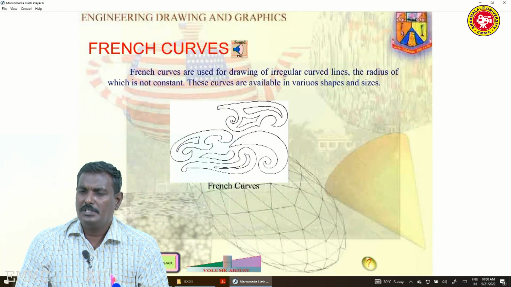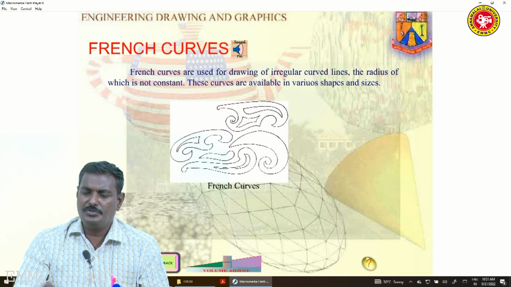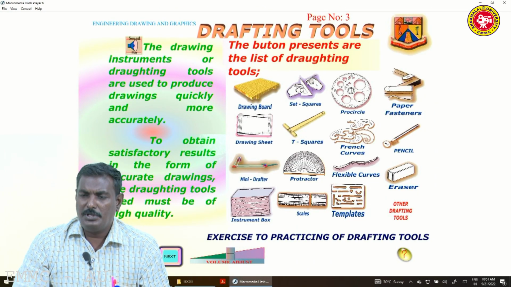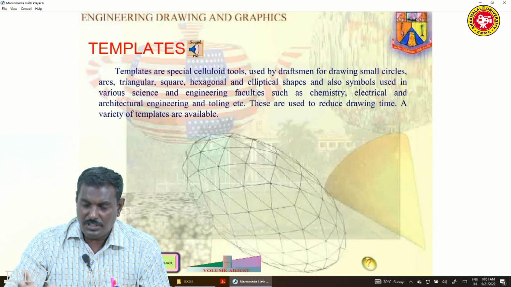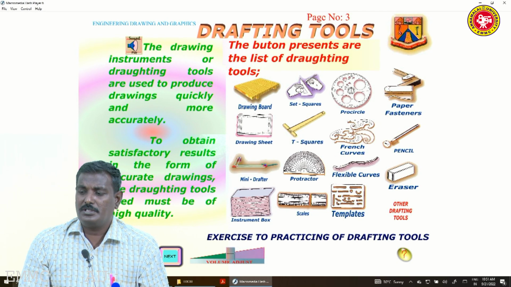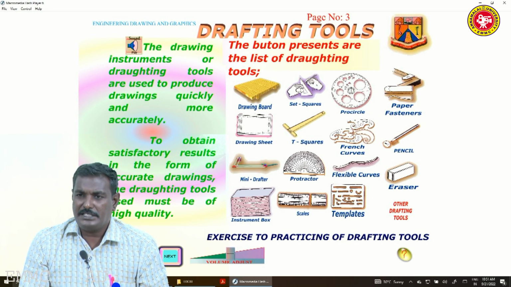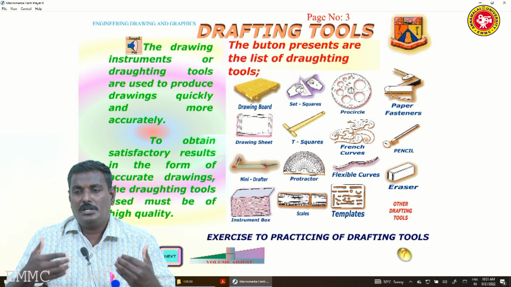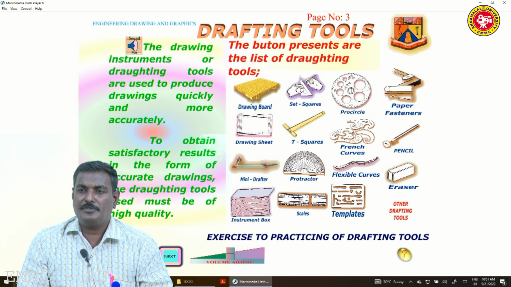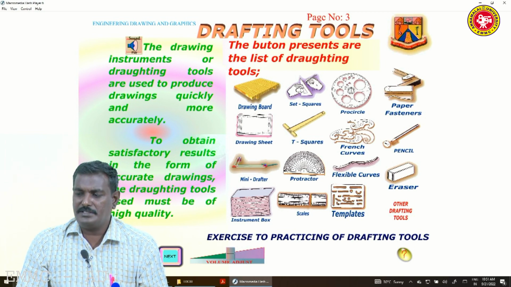French curves. Different curves are needed to represent some object shapes; for such cases we use French curves. Then flexible curves also. But normally I do not allow the students to use templates, because you have to practice the normal tools. If you directly apply templates, you are not able to understand the use of the number of geometrical constructions, and you forget the concept and the basics. That's why I do not appreciate using templates.